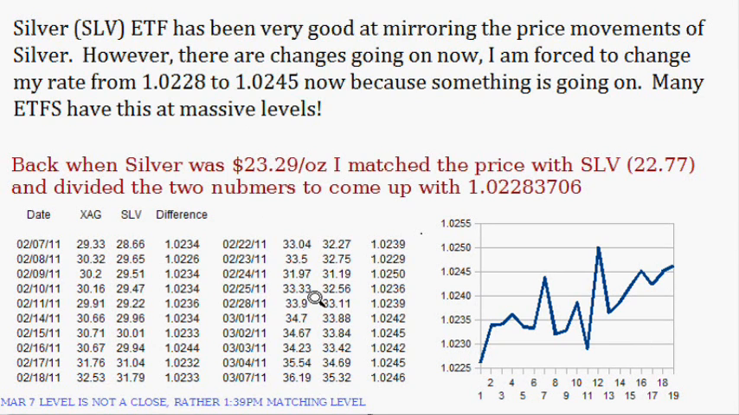Back in the day when silver was $23.29 per ounce, I matched the price of the SLV, which at the time was $22.77. I divided those numbers together, which gave me the number 1.022837. Now, this was going back quite a while ago in 2010, roughly around September, October, when silver was at this price, and I've had to do nothing to change it. It's been doing very well until now.